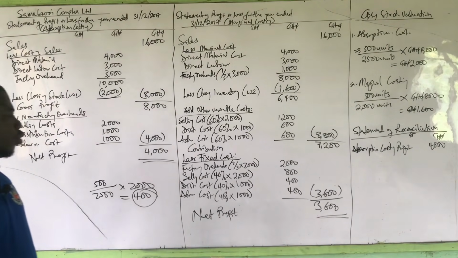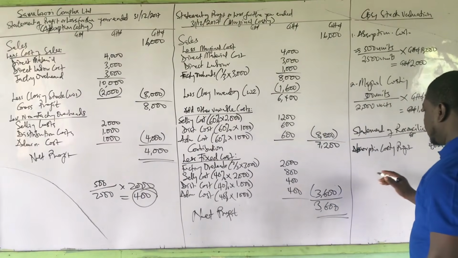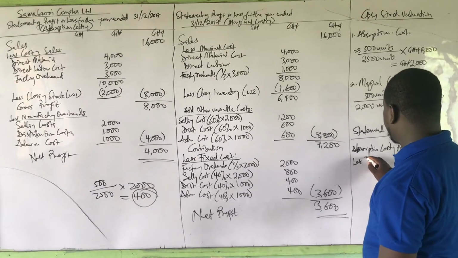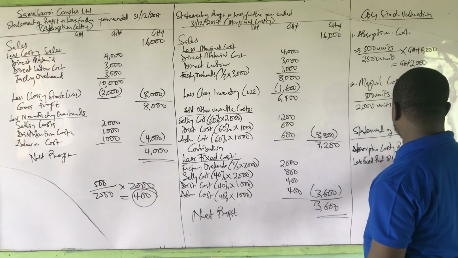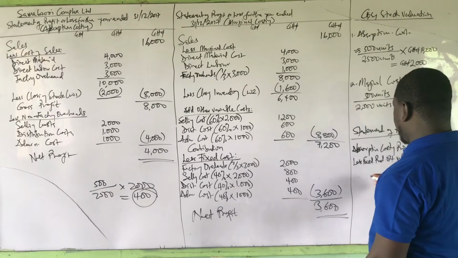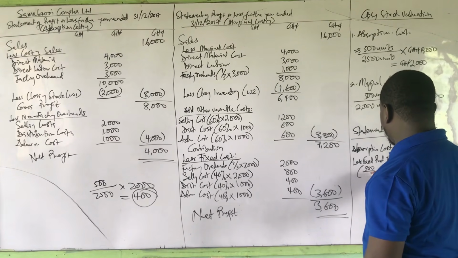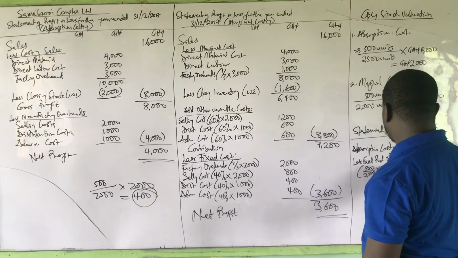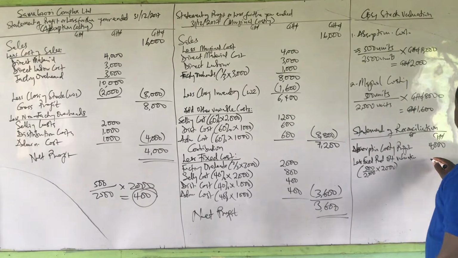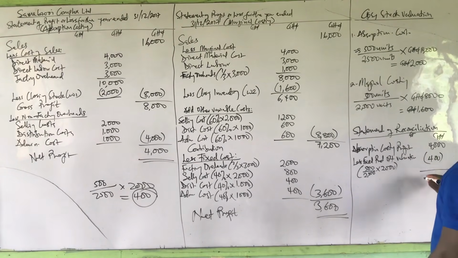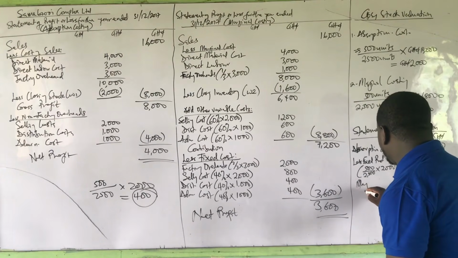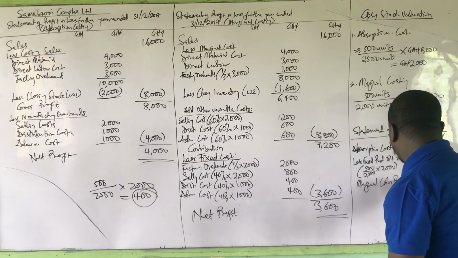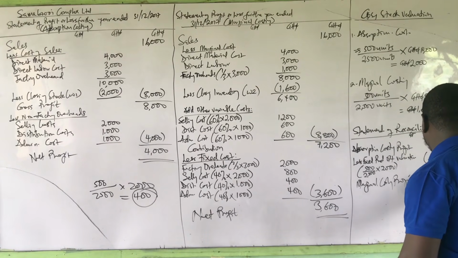Okay, so you can say absorption costing profit. Then you say less fixed production overheads valuation. Then you can show this working here: 500 over 2,500 times 2,000, and that's giving us 400. So when we take out the valuation of the closing stock using the fixed production overheads, it's going to give us the marginal costing profit of 3,600.